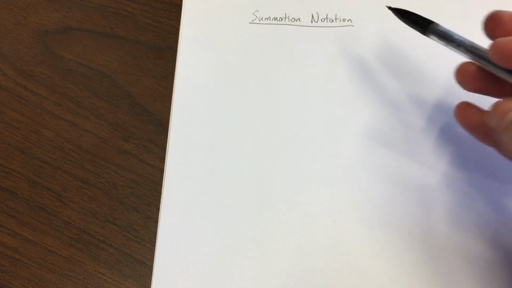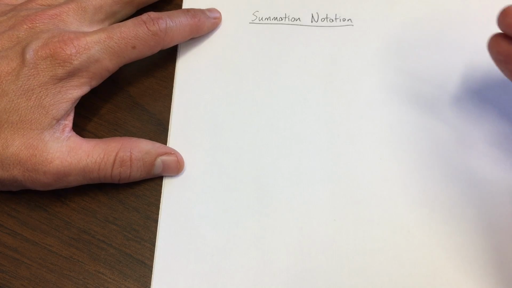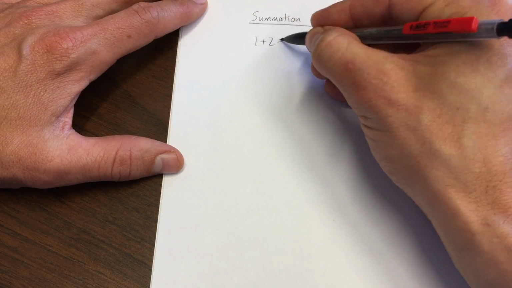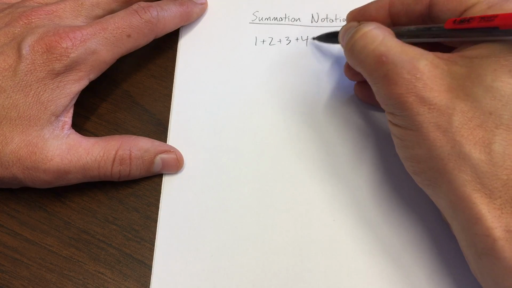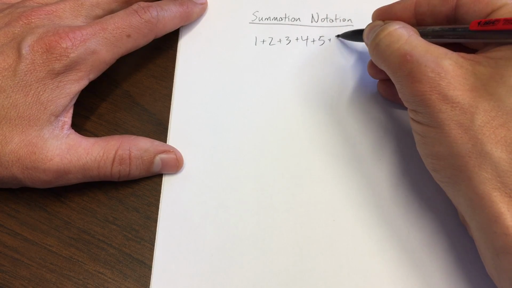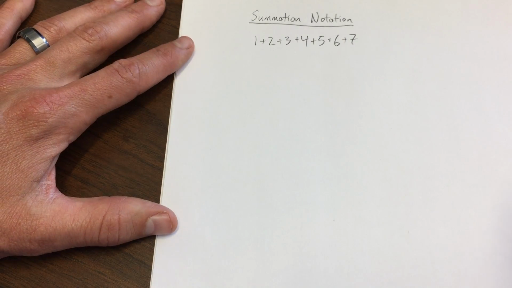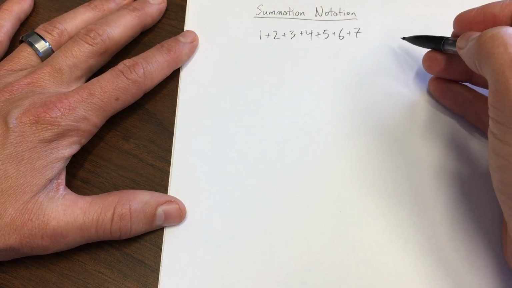I want to share a little bit about summation notation. Now, when you're adding a bunch of things together in a predictable pattern, we have a notation to make it faster. So let's imagine you're adding 1 plus 2 plus 3 plus 4 plus 5 plus 6 plus 7. I don't want to do that. Well, I don't want to write all of that.